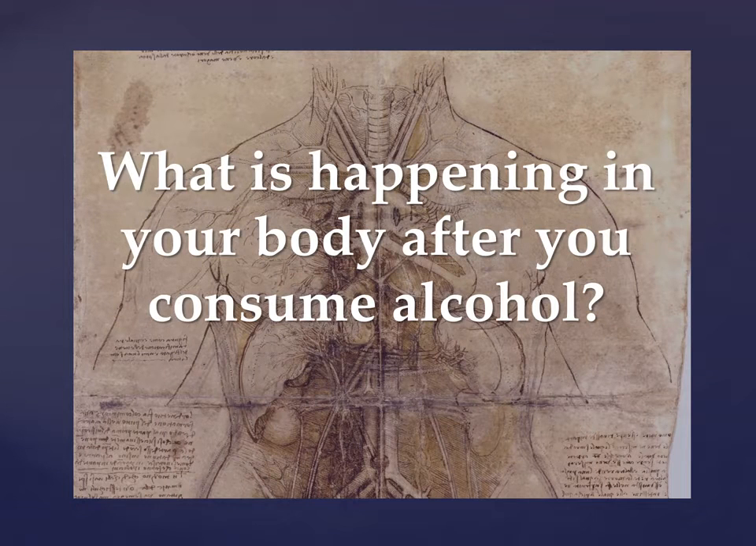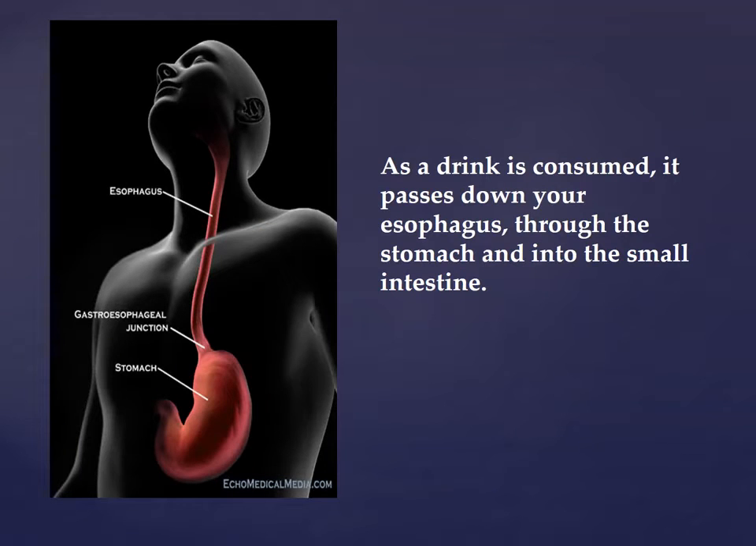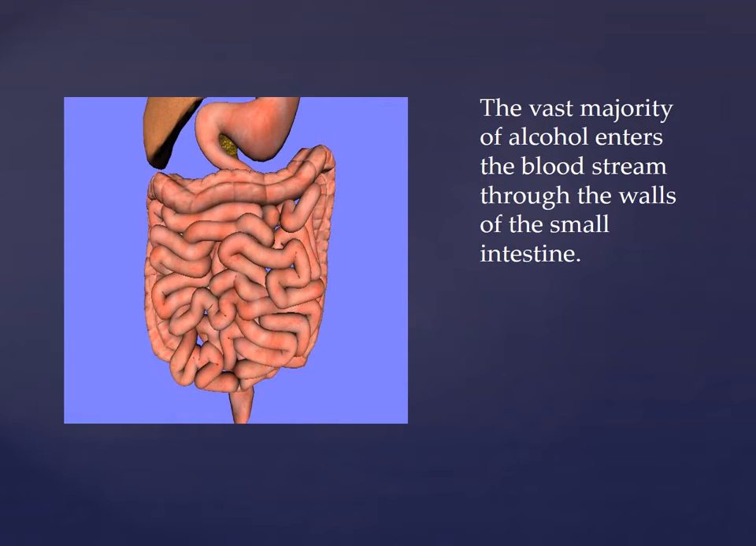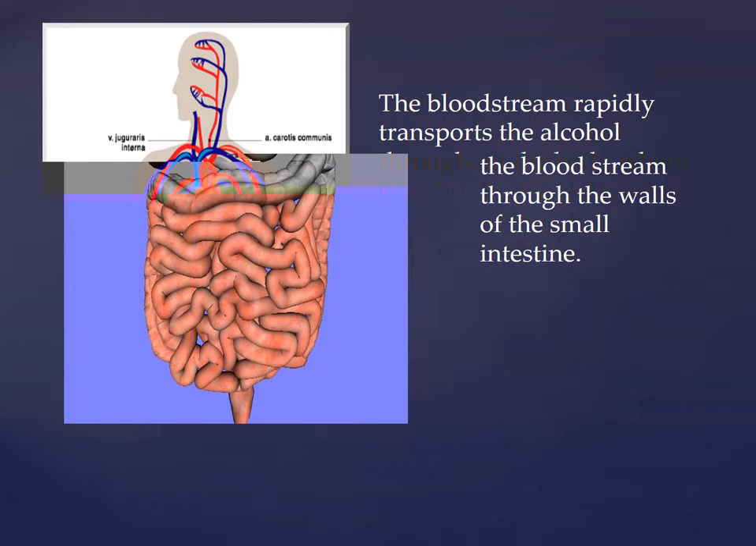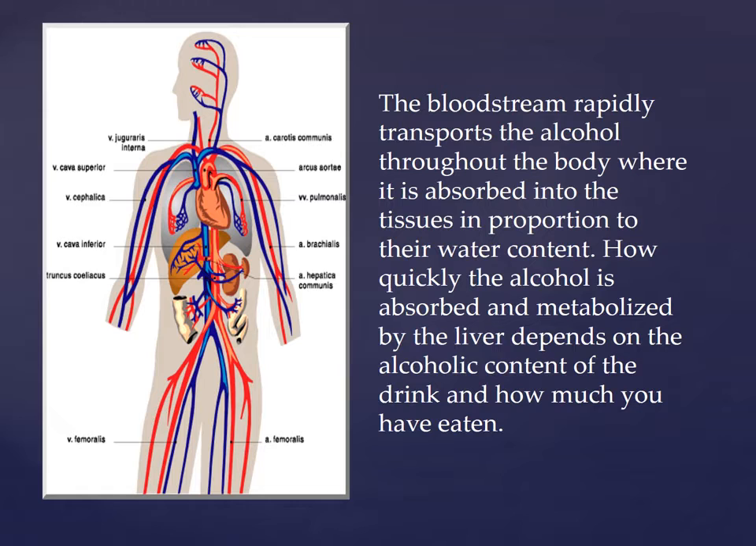The first thing we're going to discuss is what actually is going on in your body when you're drinking. As a drink is consumed, it passes down your esophagus, through the stomach, and into the small intestine. The vast majority of alcohol enters the bloodstream through the walls of the small intestine. The bloodstream rapidly transports the alcohol throughout the body where it is absorbed into the tissues in proportion to their water content. How quickly the alcohol is absorbed and metabolized by the liver depends on the alcoholic content of the drink and how much you have eaten.